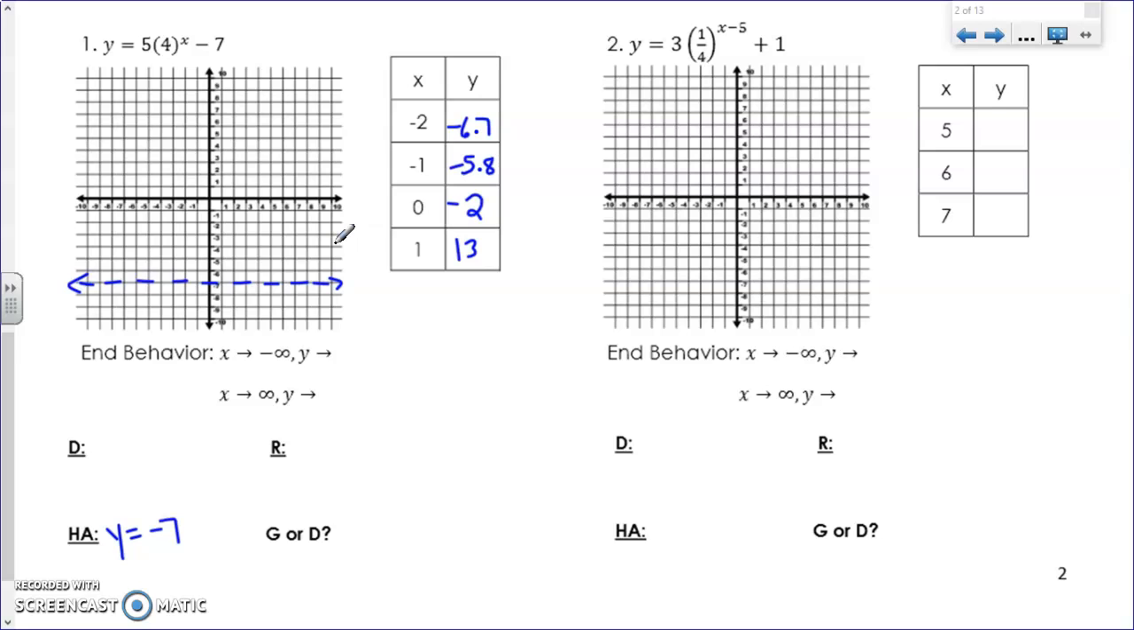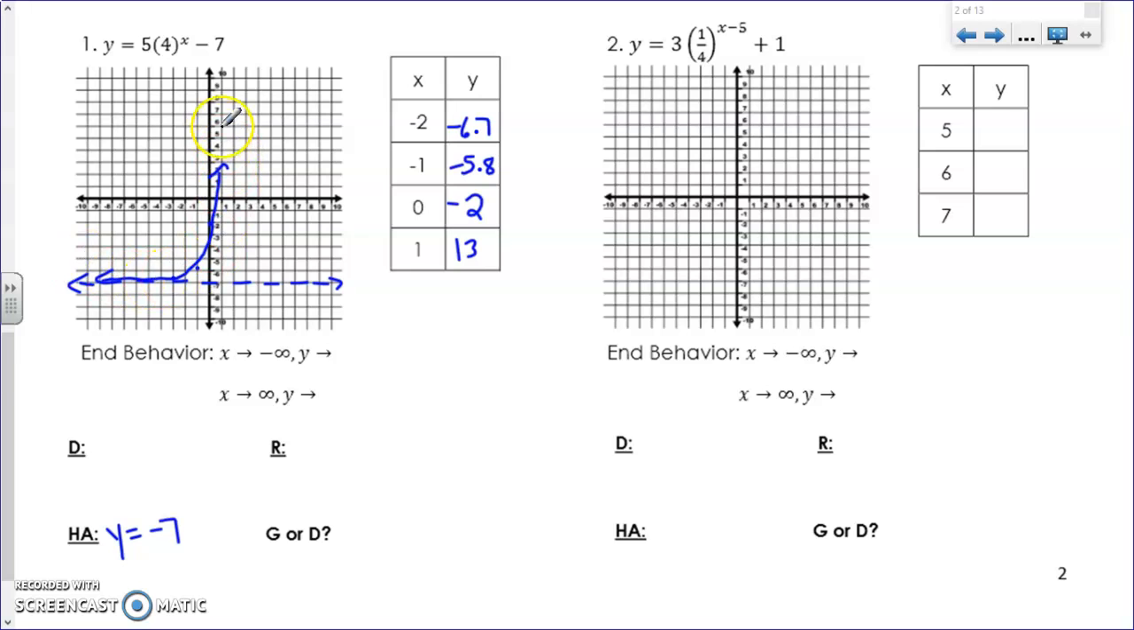Okay, so here we have negative 2, negative 6.7, so that's going to be there. Negative 1, 5.8. 0, negative 2, that's our y-intercept. And 1, 13 would be way up there. So notice this graph, if you put it in Desmos, it's going to show it getting really close to that asymptote, but never touching it. And then it's going to go up there. Okay, so that would be our graph.